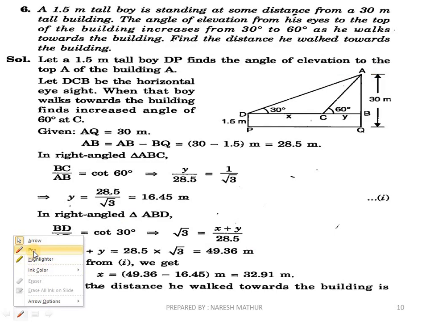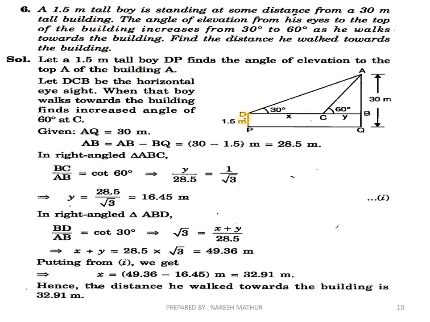Again, this is a good question. A 1.5 meter tall boy is standing at some distance from a 30 meter tall building. The angle of elevation from his eyes to the top of the building increases from 30 degree to 60 degree as he walks towards the building. Find the distance he walked towards the building.